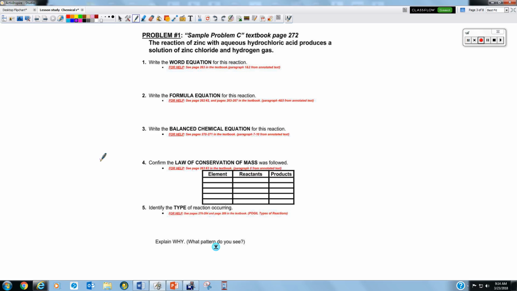So the skills that I'm going to ask you to be able to do on this is I want you to be able to write a word equation. I want us to be able to write a formula equation. I want us to be able to balance the equation. And this step 4, where it says confirm the law of conservation of mass, this is something that I'm going to show y'all now. If you're having trouble balancing the equations, this is kind of like a little way to cheat. Not really a way to cheat, but a method making this a little bit easier to see and understand.